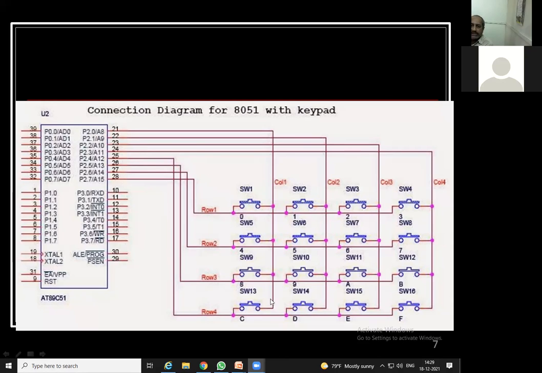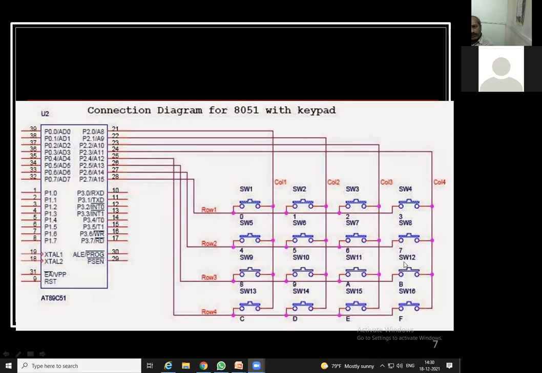Then the next step: now I will make row 3 logic 0. Again I am going to check column 1, column 2, column 3, column 4 to see whether they have become 0. But the pins 9, 10, 11 and 12 are not pressed either. So columns 1, 2, 3, 4 might not become 0. They will remain in the 1 condition only. So I will come to know that no switch from this row is pressed.